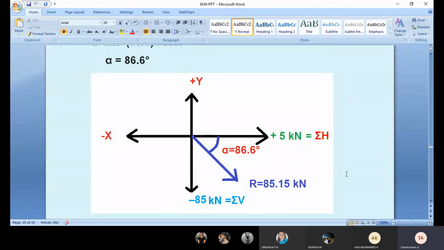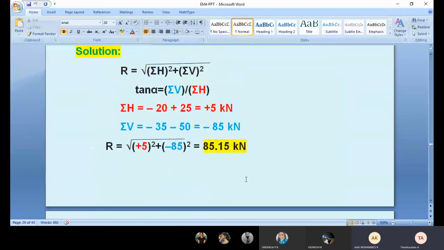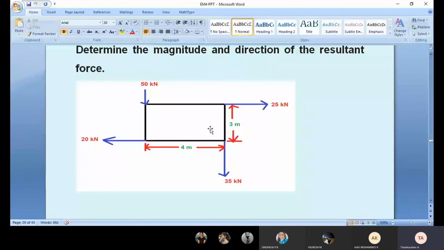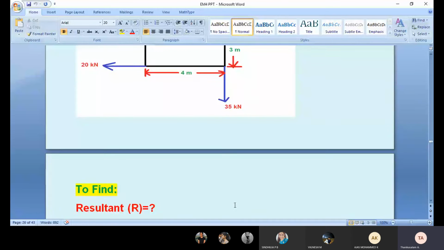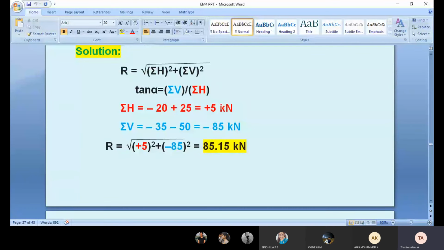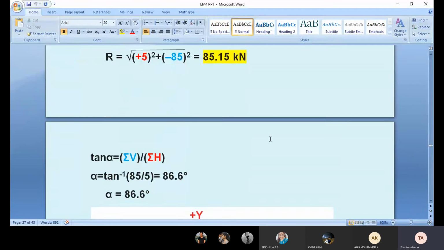Isaj, are you there? Yes, yes. See, we calculated summation of H in the positive direction and summation of V as minus 85. So it goes to the fourth quadrant. Understand? Yes. So the resultant is lying in the fourth quadrant. The final diagram is the answer diagram, and this is the given diagram. How do you find the final diagram? See here, summation of H is plus, summation of V is minus, so x plus, y minus means fourth quadrant.